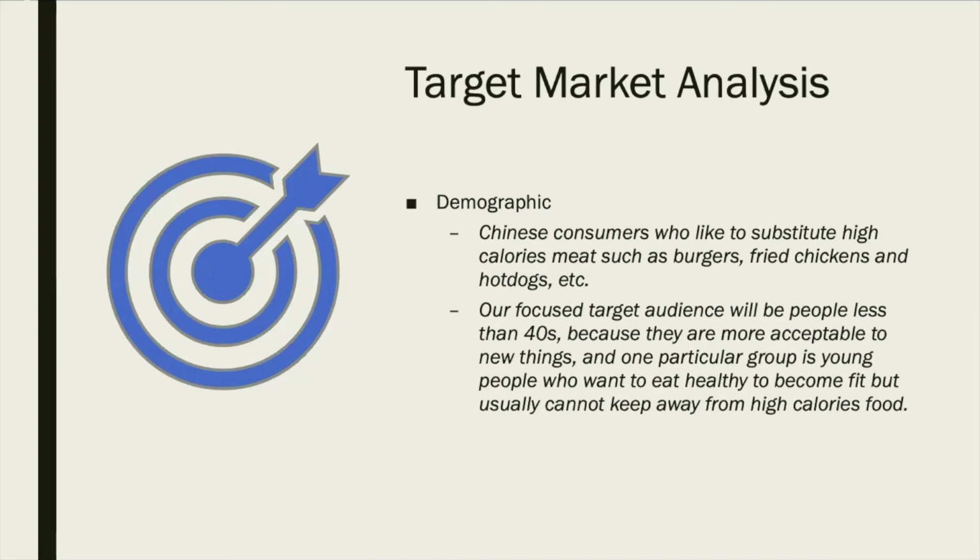So let's get into the target market. Our main target market is going to be Chinese consumers who like to substitute high calorie meat, such as burgers. We think our focused target audience would be people under their 40s because they're more accepting of new things. And one particular group is young people who want to eat healthy to become fit, but usually cannot keep away from high calorie food. Well, I'm one of them.